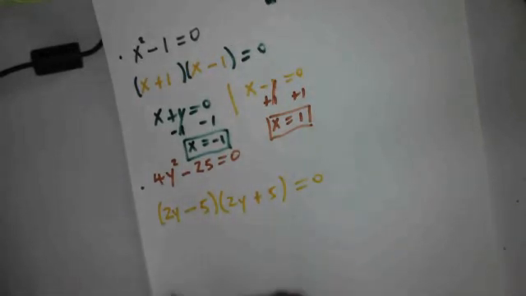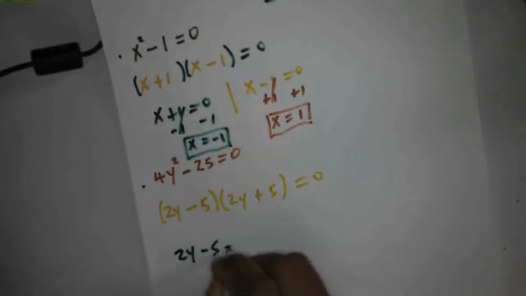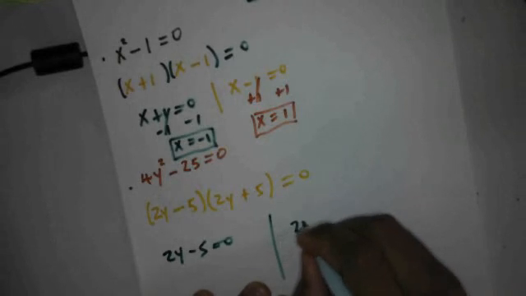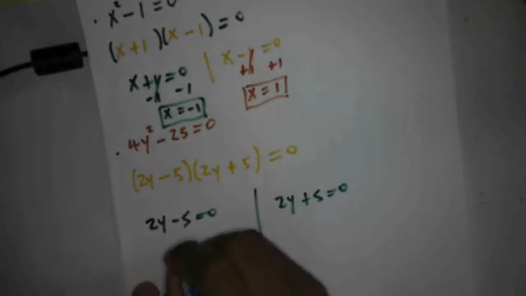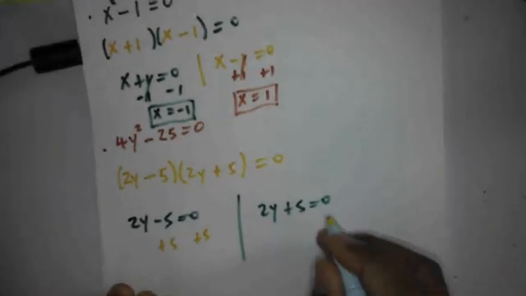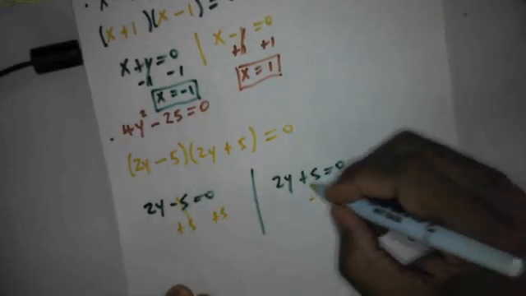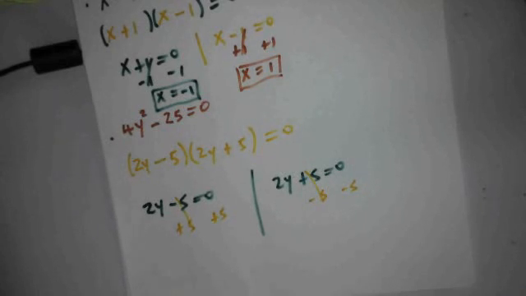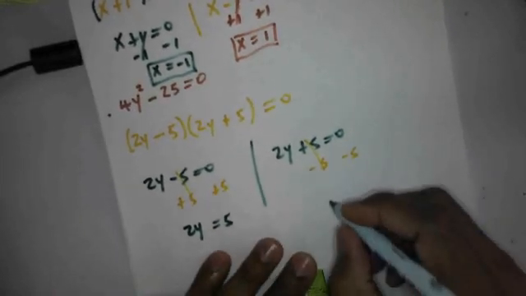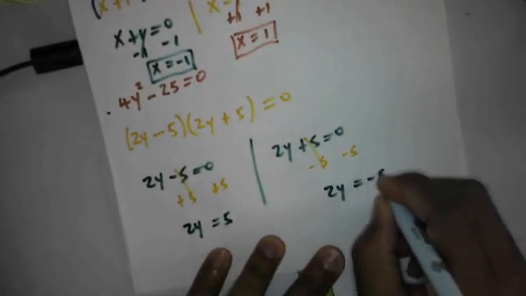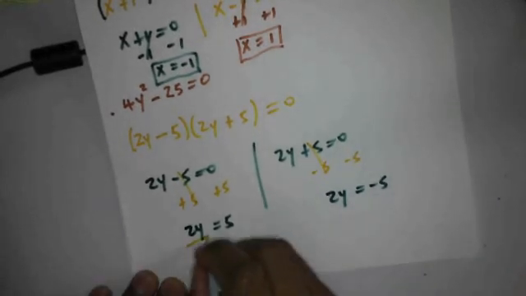So in getting the solution, we would equate each factor to 0 and solve. So this is 2y minus 5 equals 0, and 2y plus 5 equals 0. Okay? And to solve this one here, we would add 5 to both sides. And for this one here, we would subtract 5 from both sides. Okay? So that would cancel there, that would cancel here. So what we would have is 2y equals positive 5 here, and we would have 2y equals negative 5 here. Okay? Alright. So now we would divide both sides by 2 in both cases.